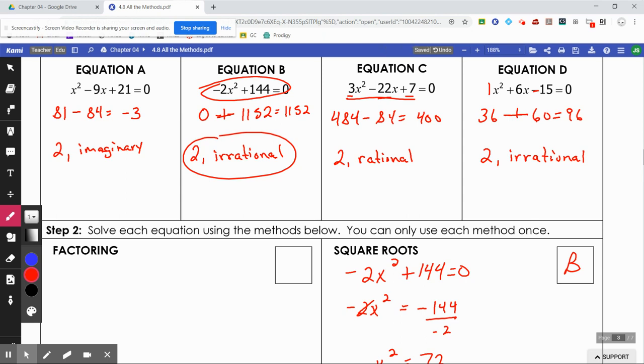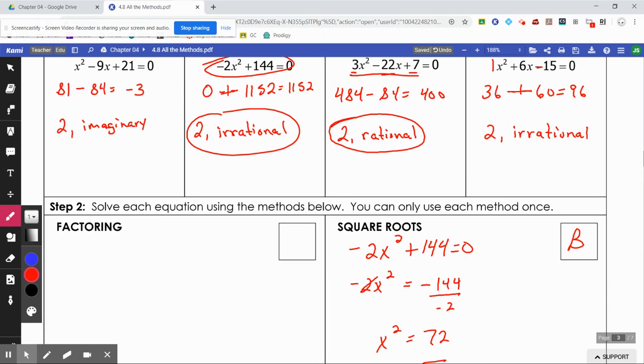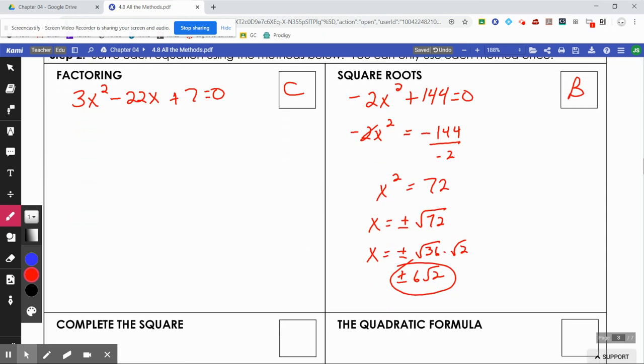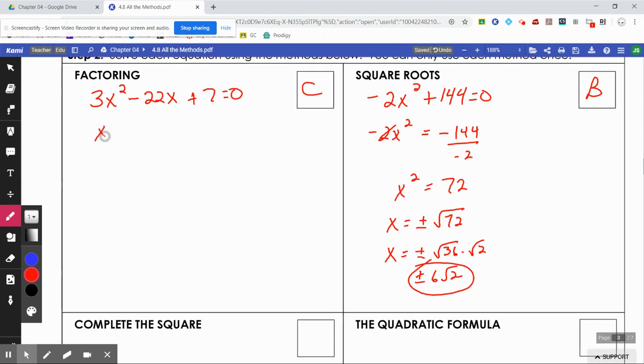Now the next one, we always want to use factoring whenever it's factorable, which means there's two rational answers. So therefore, let's factor C. That's going to be 3x squared minus 22x plus 7 is equal to 0. So that's going to be a slip and slide factoring. X squared minus 22x plus 21 is equal to 0, two sets of parentheses. X and x, a negative, let's see, that's going to be a negative 21 and a negative 1.